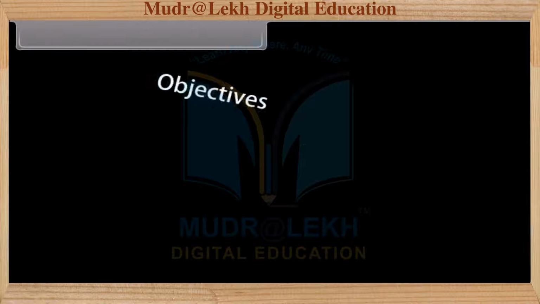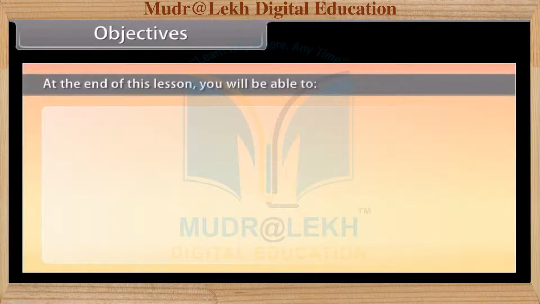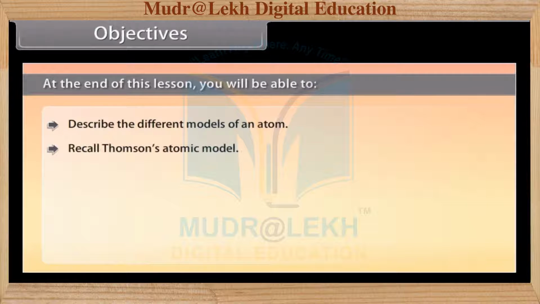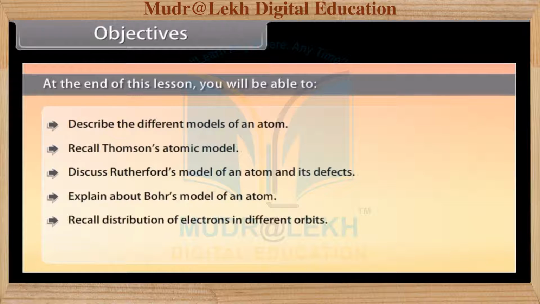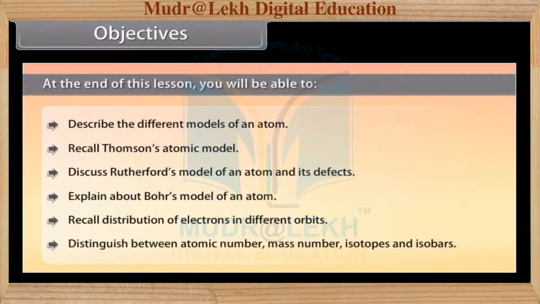Objectives. At the end of this lesson, you'll be able to describe the different models of an atom, recall Thompson's atomic model, discuss Rutherford's model of an atom and its defects, explain about Bohr's model of an atom, recall distribution of electrons in different orbits, distinguish between atomic number, mass number, isotopes and isobars.